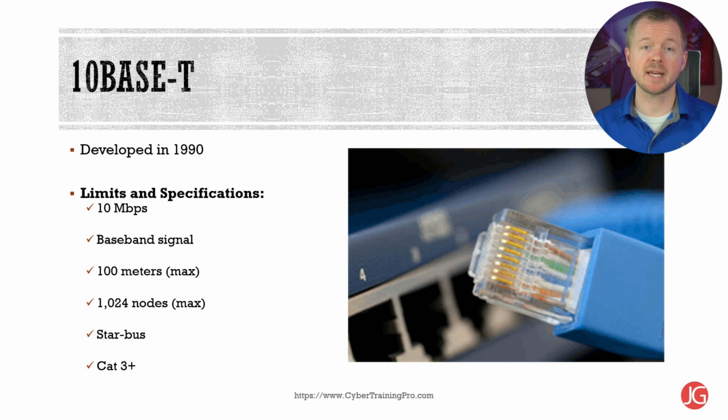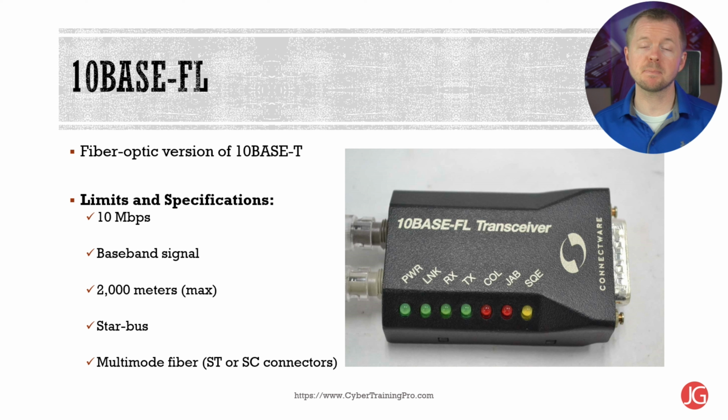10BASE-T limits and specifications are listed on the screen. Speed is 10 megabits per second, the signal type is baseband, distance is up to 100 meters, and the node limit is less than or equal to 1024 nodes per hub. The topology is star bus, physical star, logical bus, and the cable type is Cat3 or better UTP with RJ45 connectors. 10BASE-FL is a fiber optic version of 10BASE-T, and it's more for your knowledge.